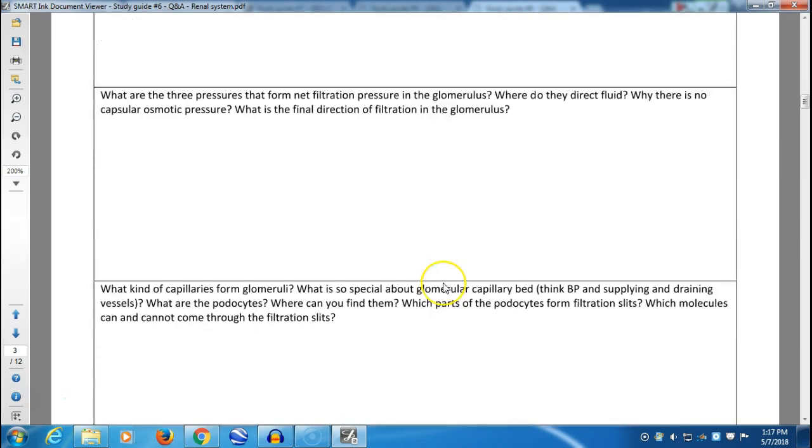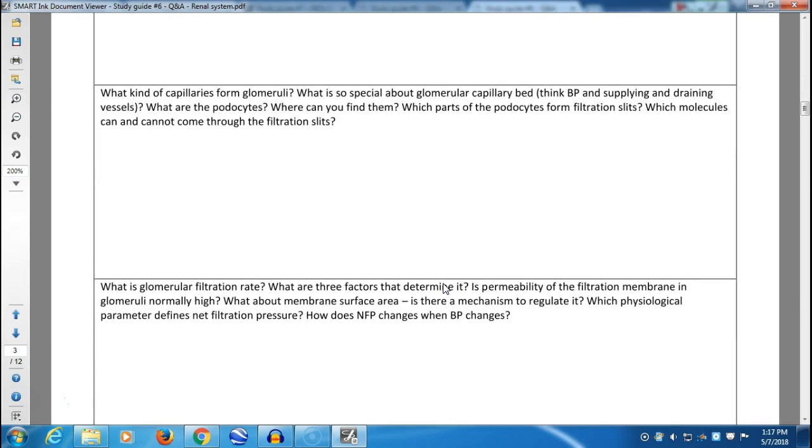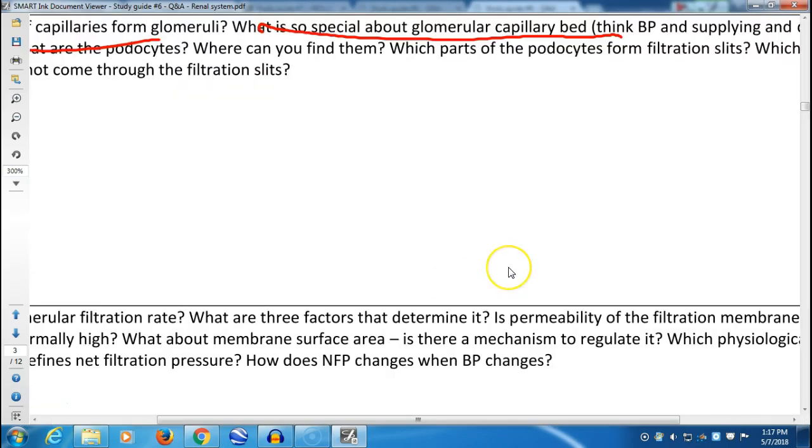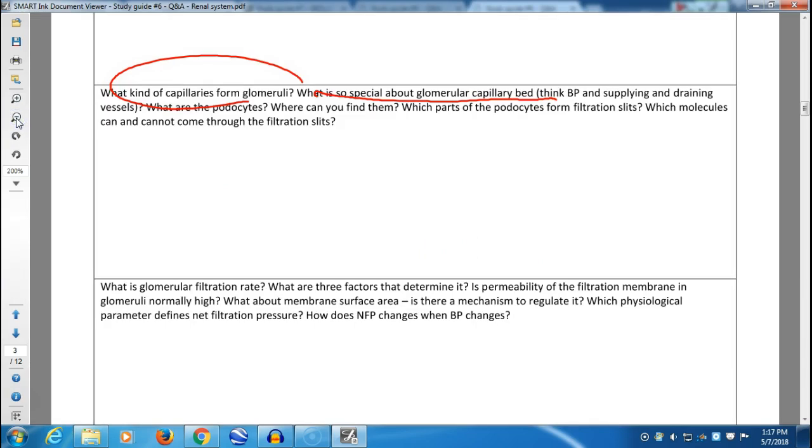Right. These kinds of capillaries are fenestrated. What's so special about the glomerular capillary bed? High blood pressure, and it has two arterioles on two sides. Podocytes, sorry. That wasn't my intention at all. Podocytes are cells that surround capillaries, and foot processes form filtration slits. Proteins and anything bigger than proteins cannot cross filtration slits.